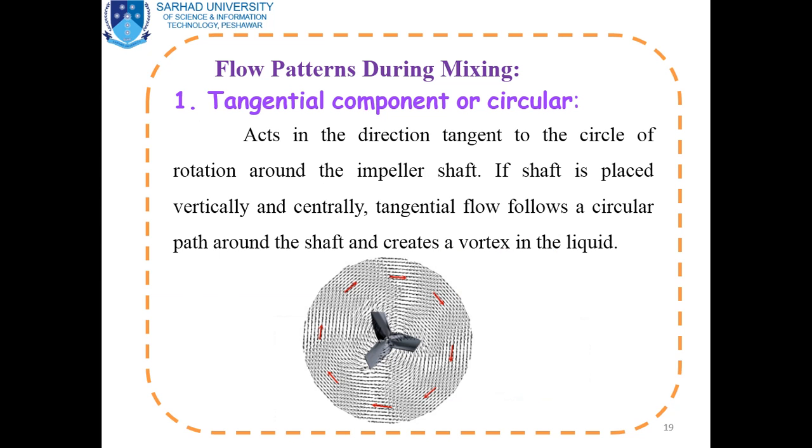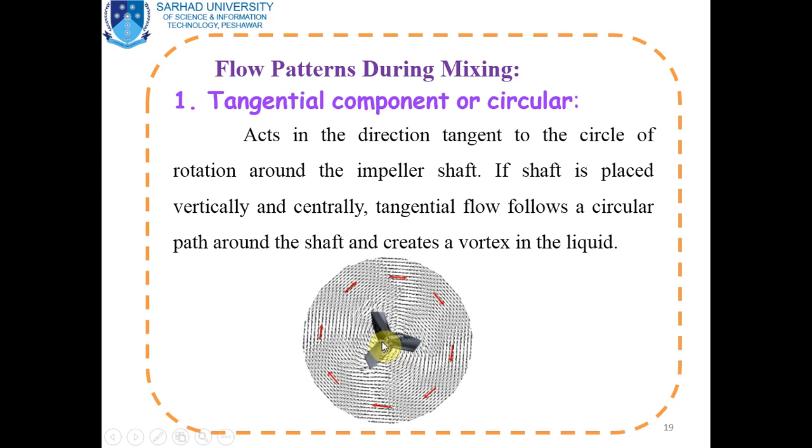The tangential component, as you can see on the diagram, acts in the direction tangent to the circle of rotation. If the impeller shaft is rotated clockwise, then a tangent will be formed around the impeller shaft. The flow is in the direction tangent to the circle of rotation around this central shaft to which the impeller is attached.